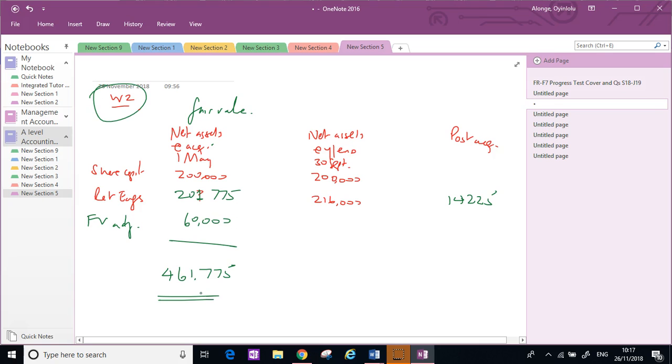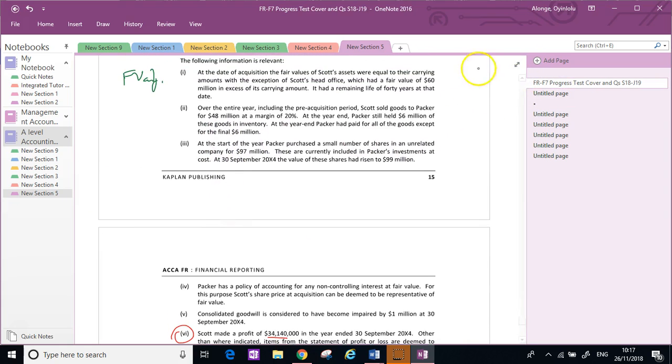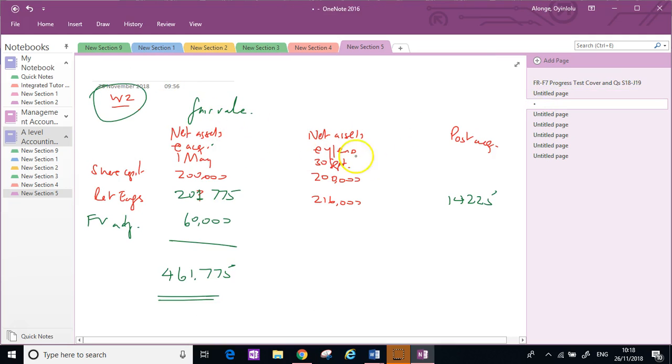So we could go ahead and do goodwill, but let's look at what else we could do in here before we move ahead. Again, there's a range of ways of dealing with this. Just sticking with this, because we've already dealt with it, it tells us that it has a remaining life of 40 years at that date. So remember that there's only a period of 5 months here. So there's only 5 months of depreciation, really.